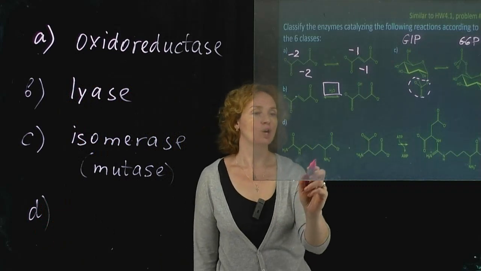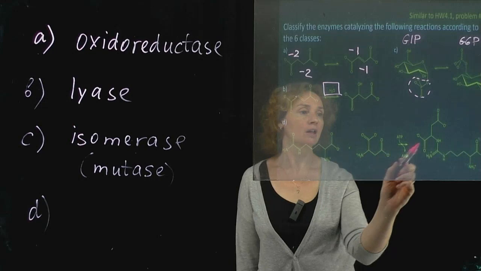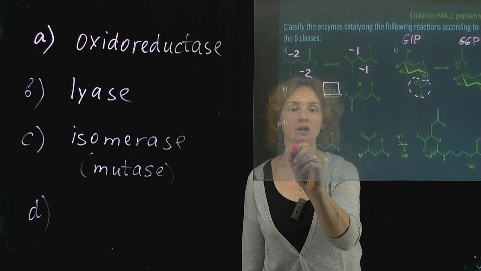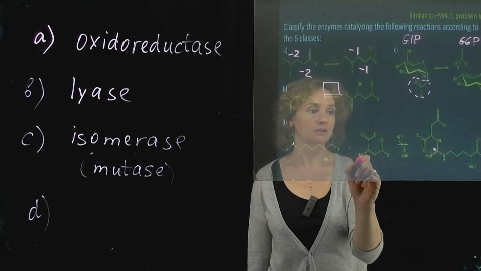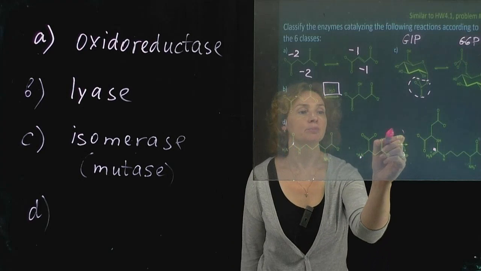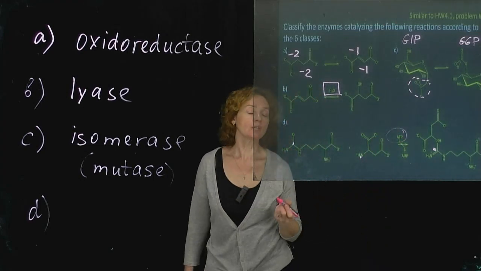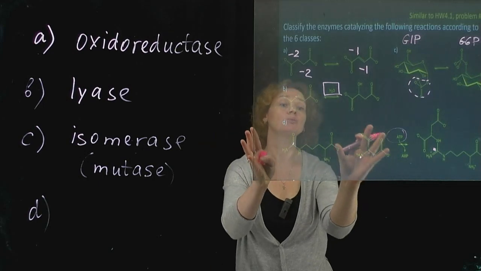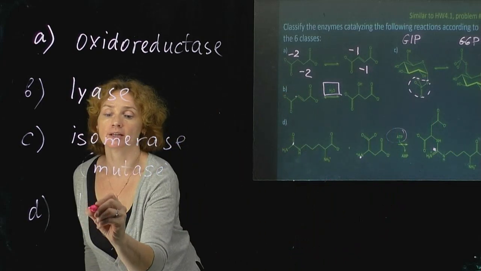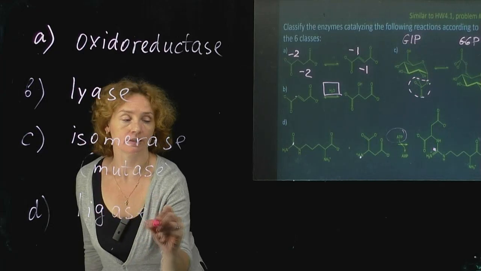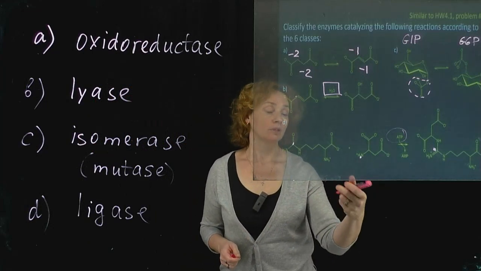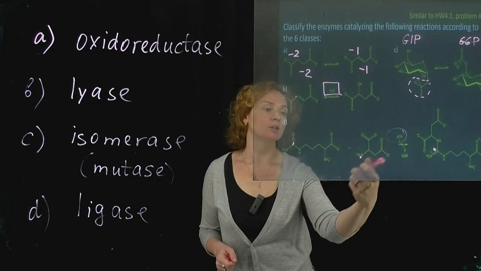And finally, D. What do we have here? We have a reaction that results in the formation of a bond between this carbon atom and this nitrogen atom. We have bond formation, and ATP is used as a source of energy. We have 2 big molecules joining together with the action of this enzyme. So this is a ligase. And this is another enzyme, actually not from the citric acid cycle, but from the urea cycle.